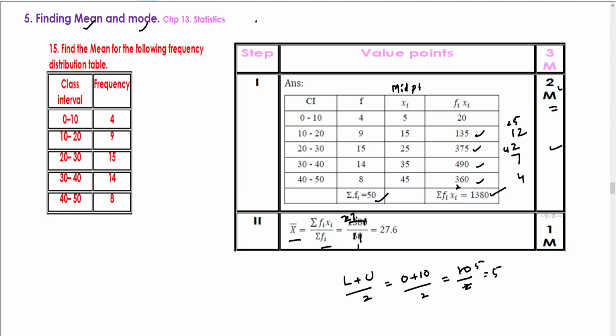5 sevens are 35, left with 1. Bring down the next digit: 5 sevens are 35, left with 3. 30, 5 sixes are 30. Therefore, 27.6 is your mean. For correct calculation, you will get 1 mark. I hope you understood, my dear students. Remember the formula correctly to get the mean.